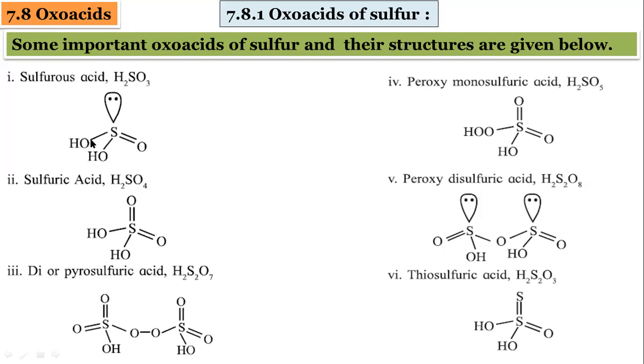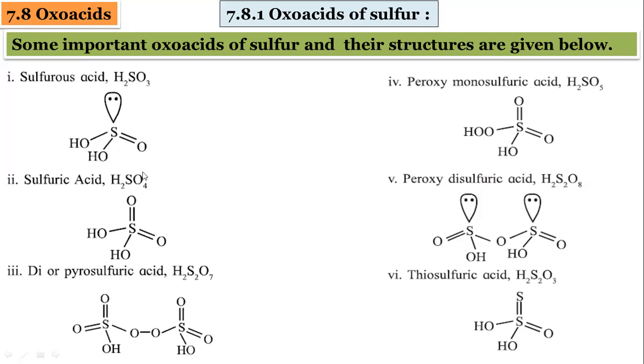H2SO3, see the structure. Sulfur is at the center, with H2, 1, 2, H2 is completed, and this is the sulfur S, and these are the 3 oxygens. A single oxygen is double bonded, and these are OH, OH. So this is H2SO3. Practice this at home, draw the structure.